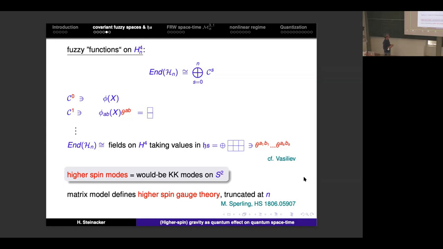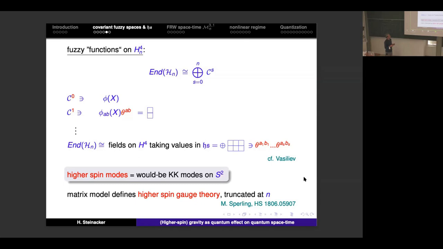But another point is that you actually have a dynamical model, and the matrix model therefore defines your theory for all these modes, and it will define your higher spin type of gauge theory. And there's one more very important thing: the higher spin tower is truncated here. So that's a funny fact of this group theory.